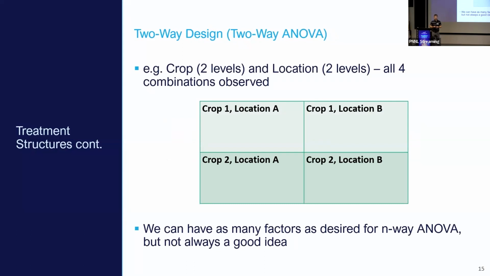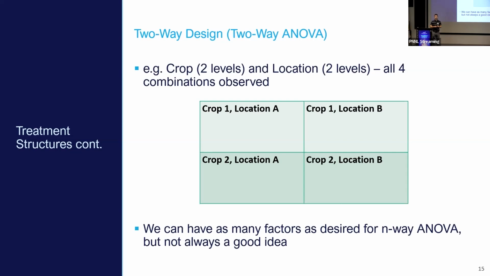In contrast, there's also two-way designs or a two-way ANOVA, and that's when we're looking at two different factors. Here in this situation, we have crop, which has two levels, as well as location, which has two levels. So if we were going to run this experiment, we'd be looking at 4 total combinations: either crop 1 location A, crop 1 location B, crop 2 location A, or crop 2 location B.